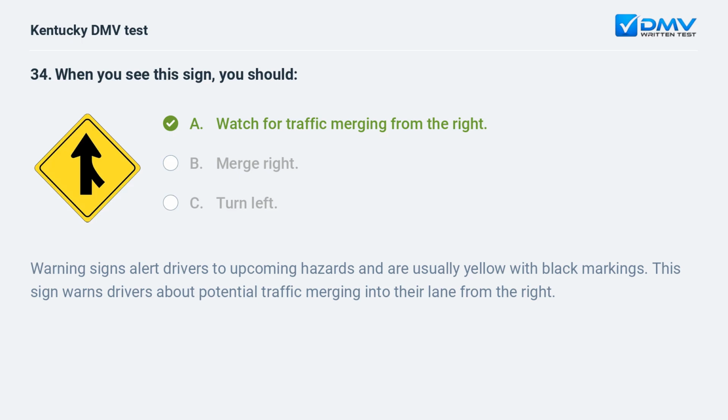Warning signs alert drivers to upcoming hazards and are usually yellow with black markings. This sign warns drivers about potential traffic merging into their lane from the right.